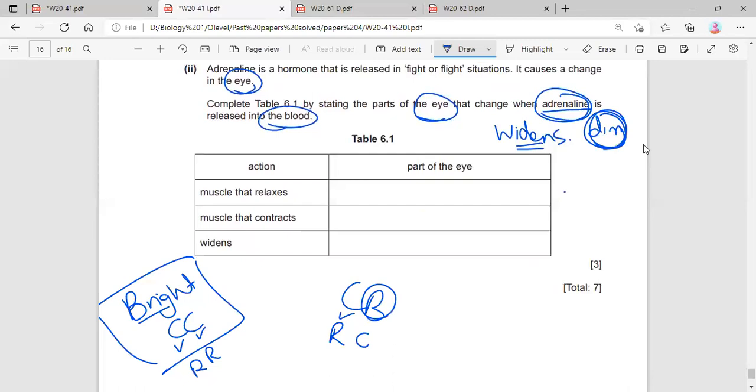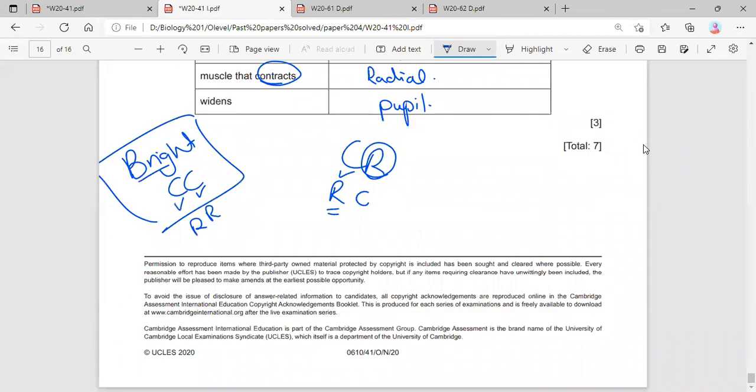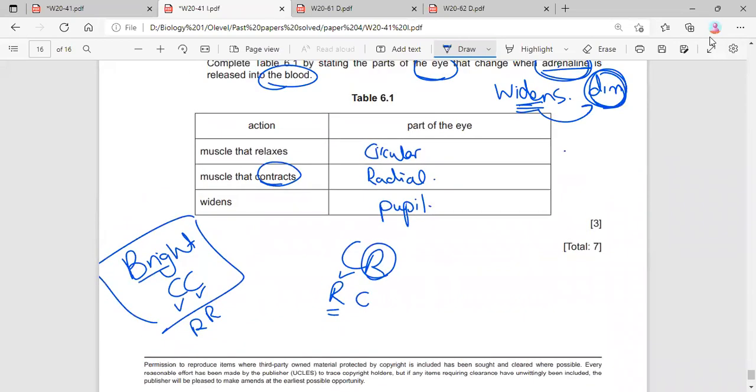So why am I telling you this? Because the adrenaline widens the pupil just like what happens in dim light. So we will say that the muscle that relaxes is the circular muscle, while the muscle that contracts is the radial muscle. Which part widens? The pupil widens. Okay? Any questions in this exam?